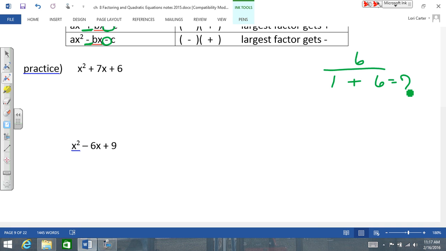No, we're not done. So what do my factors look like? X plus 1 and X plus 6. Because when I multiply, I get my x squared. Is that helpful?